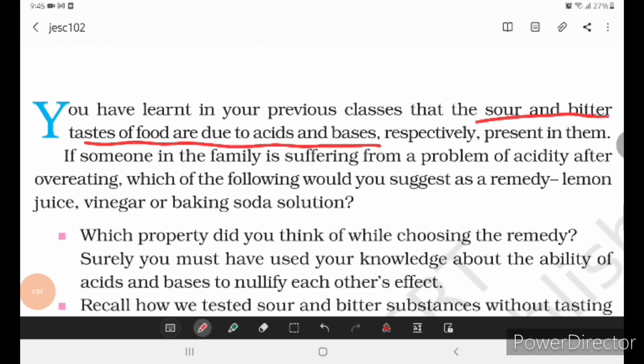Let's have a question here. If someone in the family is suffering from acidity after overeating, which of the following would you suggest as a remedy? Lemon juice, vinegar or baking soda solution. The action of an acid can be nullified by a base. Among lemon juice, vinegar and baking soda solution, baking soda solution is a base. So it helps the excess acid in the stomach get neutralized by the base, and gives us instant relief.